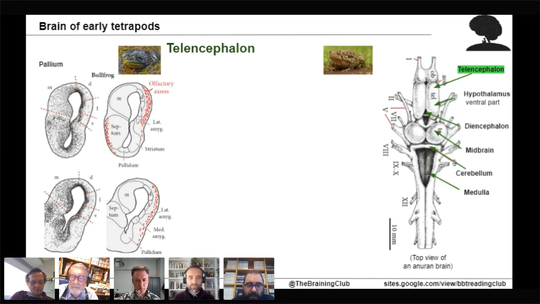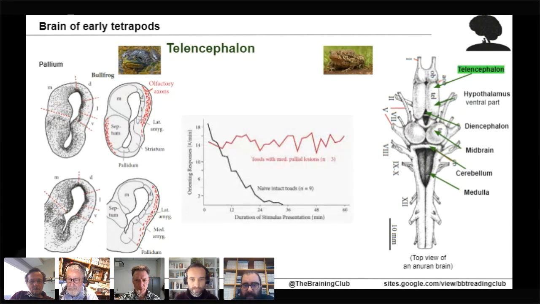It also seems that the connections of the medial pallium in the lungfish and amphibians are reminiscent of the amniote hippocampus, as is its function, supporting the idea that these two structures are homologous. Behavioral data on anurans suggest the implication of the medial pallium in spatial and navigational memory and stimulus-specific habituation. Here we can see in this plot an experiment in which, after a lesion in their medial pallium, toads were unable to identify a moving dummy prey, so they continued to approach it, while intact toads lost attention for it fairly quickly.